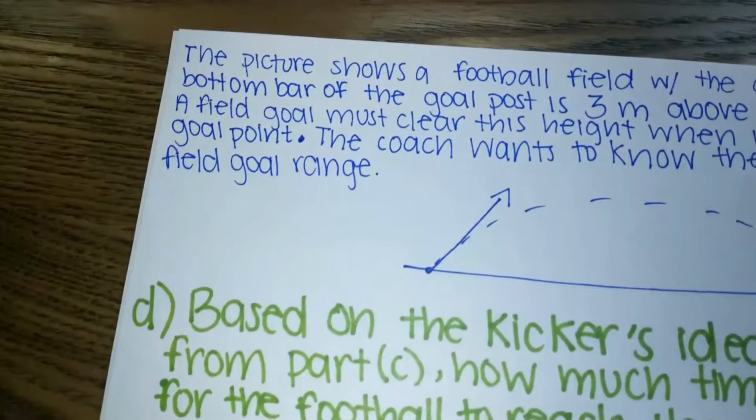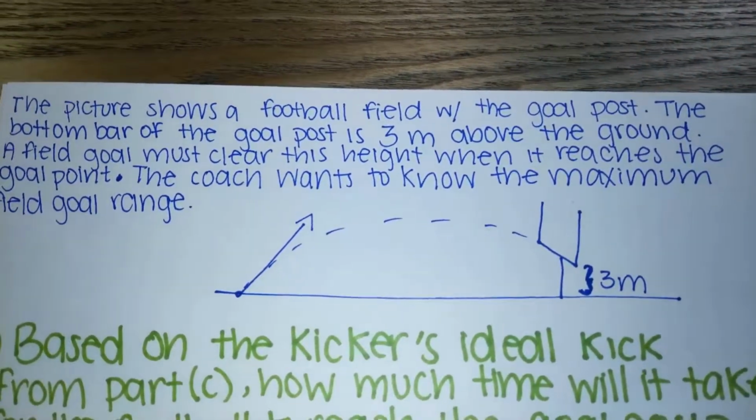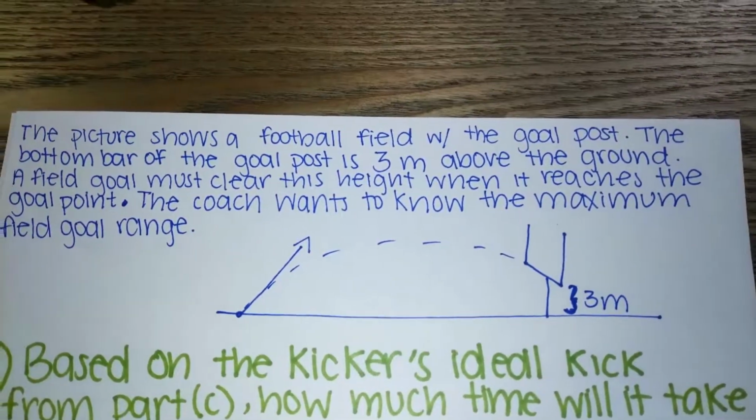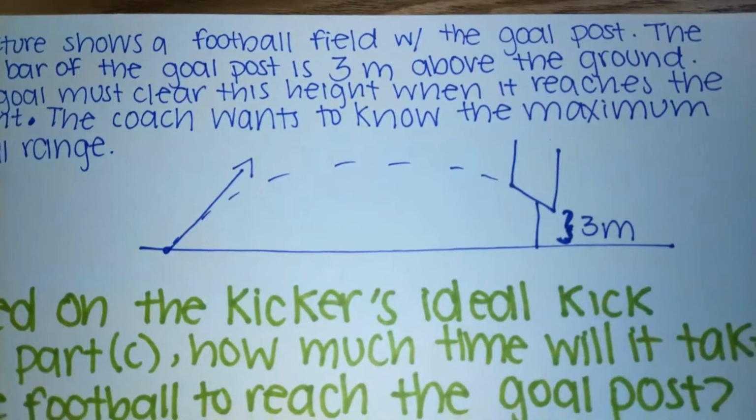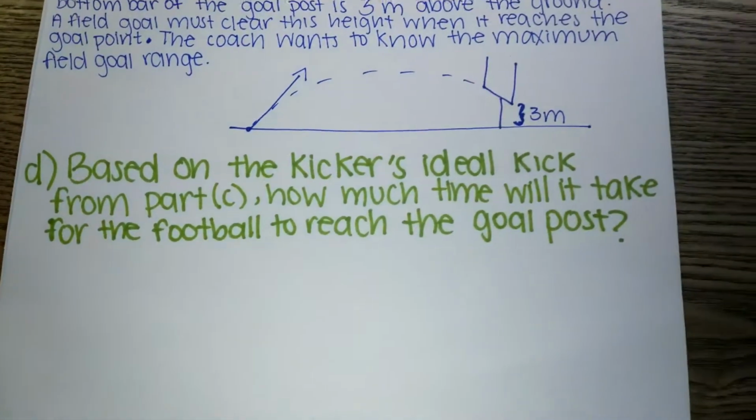For parts D and E, there's additional information that we need to know. This picture shows a regulation football field with the goalpost. The bottom bar of the goalpost is 3 meters above the ground. The coach wants to figure out the maximum field goal range.